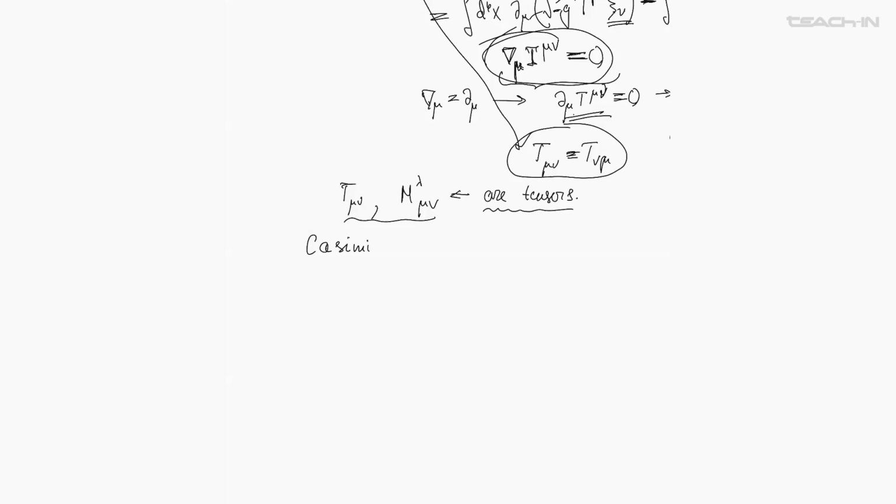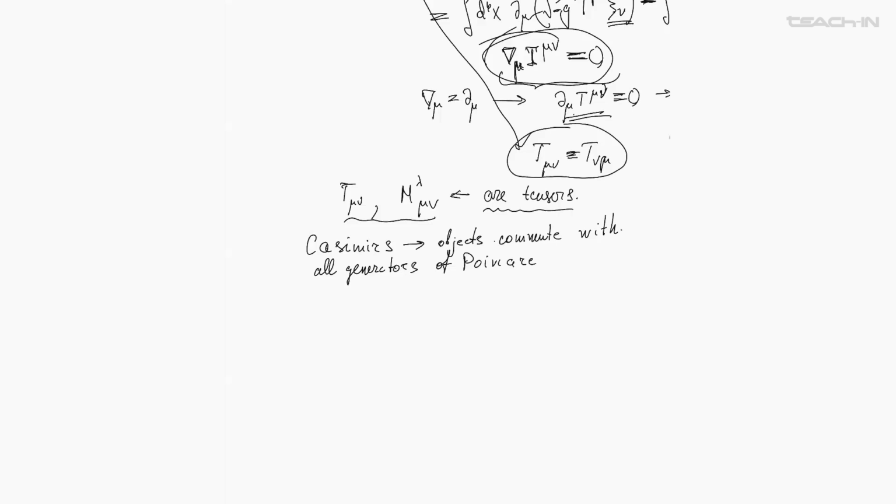Casimirs are objects which, first of all, commute with all generators of a Lie group under consideration. So in our case, the group we are considering is the Poincare group. So let's say that in our case, Casimirs will be the objects which commute with all generators of the Poincare group.